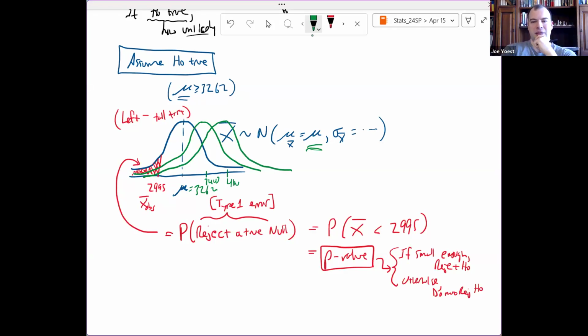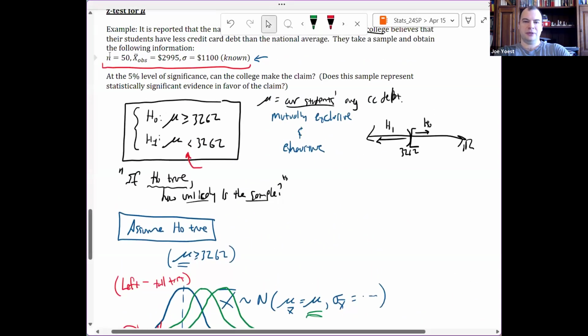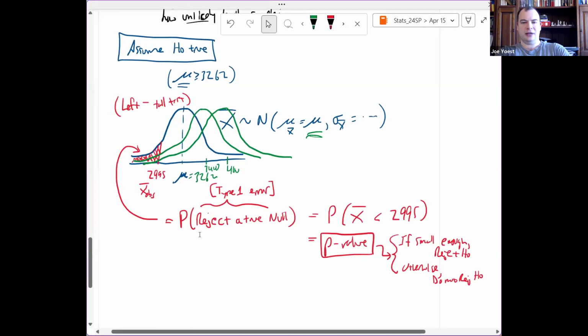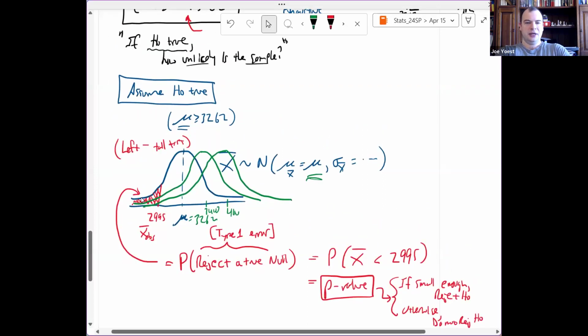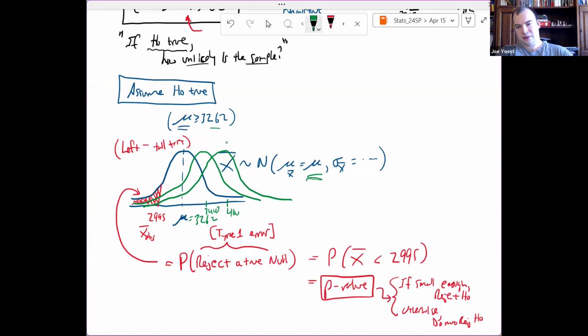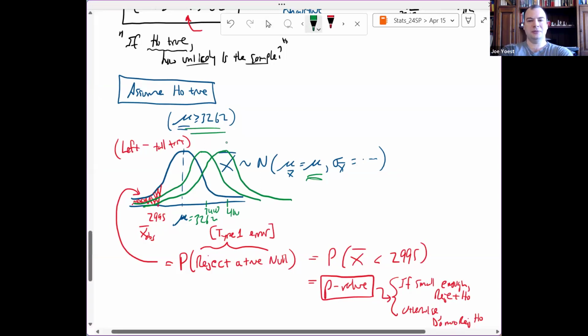Which mu should I pick? Well, if I'm going to give the benefit of the doubt to the null, if I'm going to set the bar really high, if I'm going to demand quite strong evidence from my sample in order to overturn the null in favor of the alternative, the statement that I'm already kind of biased towards, then I should be able to reject against any mu bigger than or equal to 3262. I should pick the most conservative estimate, the mu that's hardest to reject against.